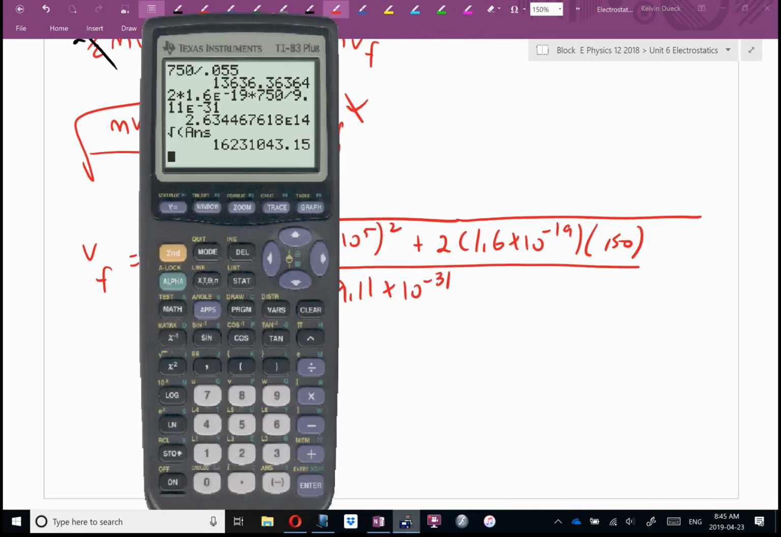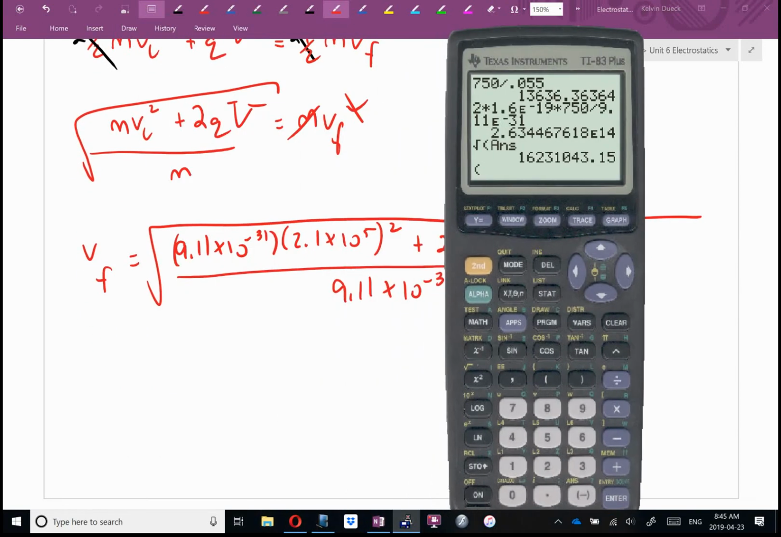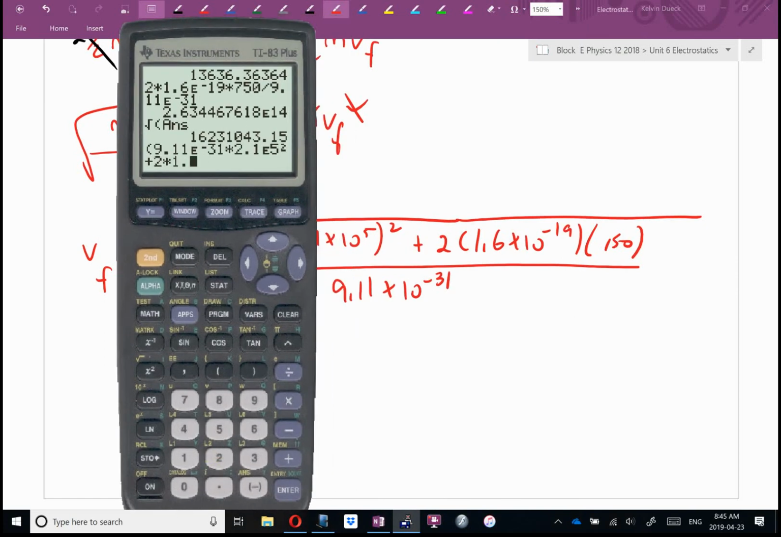I think I can do this in one step in my calculator. Bracket, 9.11 times, no, not times, Mr. Dueck. Use your scientific notation button. Negative 31, times 2.1, scientific notation button, 5th, squared, plus 2 times 1.6, scientific notation button, negative 19, times 150, close off the top, divided by 9.11, scientific notation button, negative 31, square root. Did y'all get 7.26 times 10 to the 6th? People nodding?